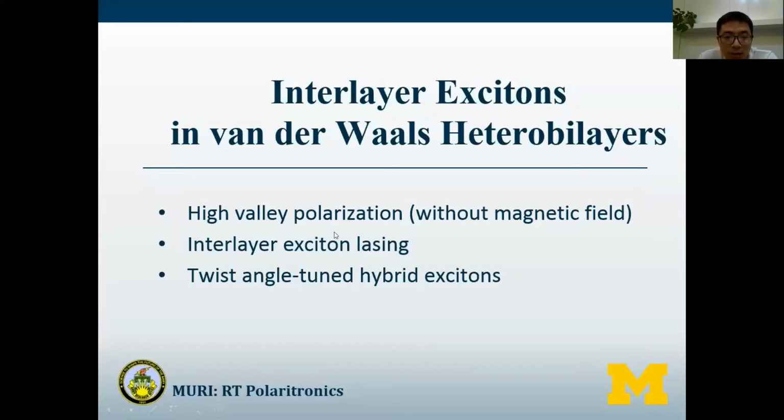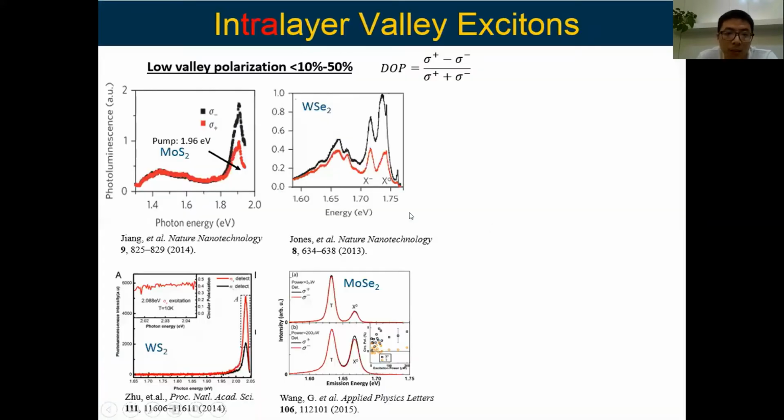Okay, here are the 3 works I would like to deliver. First is the high valley polarization from the interlayer exciton emission. I need to emphasize that here there's no magnetic field. So we know that monolayer TMDs host valleytronics, and it can be addressed by optical pumping. You shine circularly polarized light and measure the co- and cross-polarized components. So here is the definition of degree of polarization.